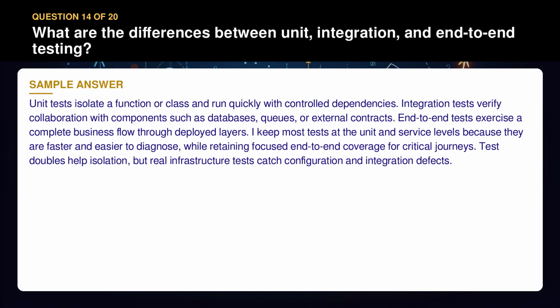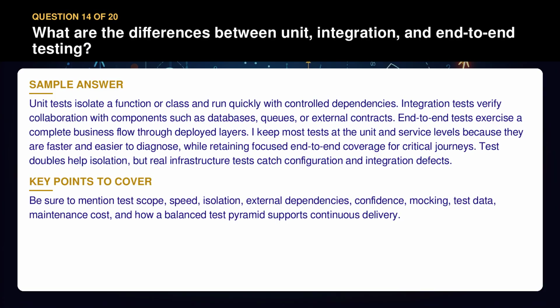Test doubles help isolation, but real infrastructure tests catch configuration and integration defects. Be sure to mention test scope, speed, isolation, external dependencies, confidence, mocking, test data, maintenance cost, and how a balanced test pyramid supports continuous delivery.